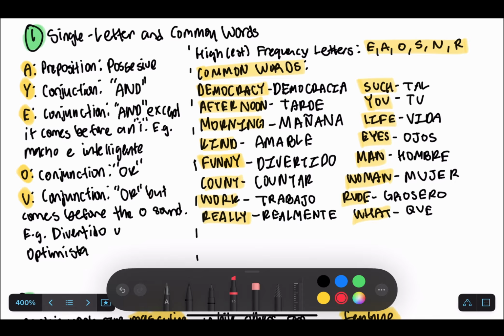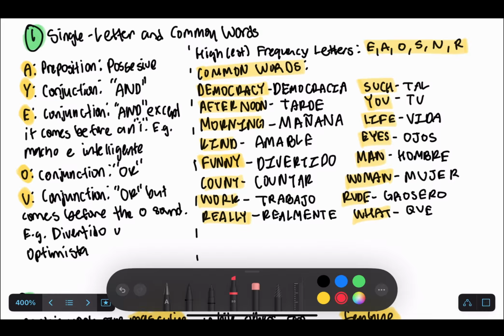First, you have the letter A. This is basically a preposition, usually meaning to. This is also used in a possessive nature, possibly relating to a common subject, such as you, me, they, man, woman, and so on. After that, we have the letter Y, which is pronounced as E.